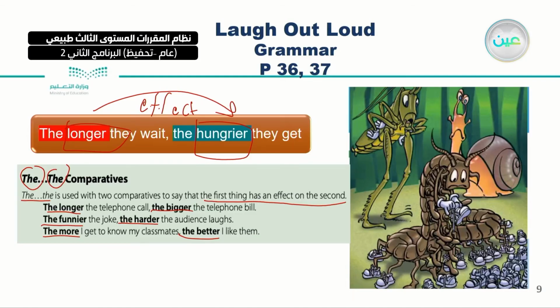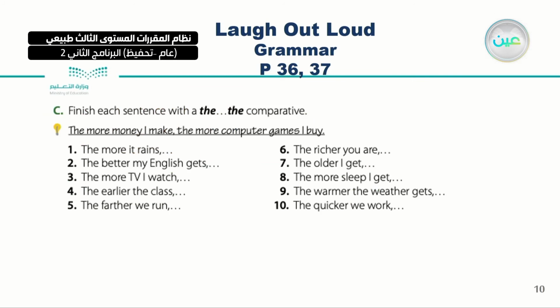Okay, very good. Now let's see the exercise here. Finish each sentence with "the" and the comparative, as we said earlier. Let's read the sentence here. This is an example for you. The more money I make, the more computer games I buy. And actually, this is a fact among you students, too. If you have so much money, you will buy more games.